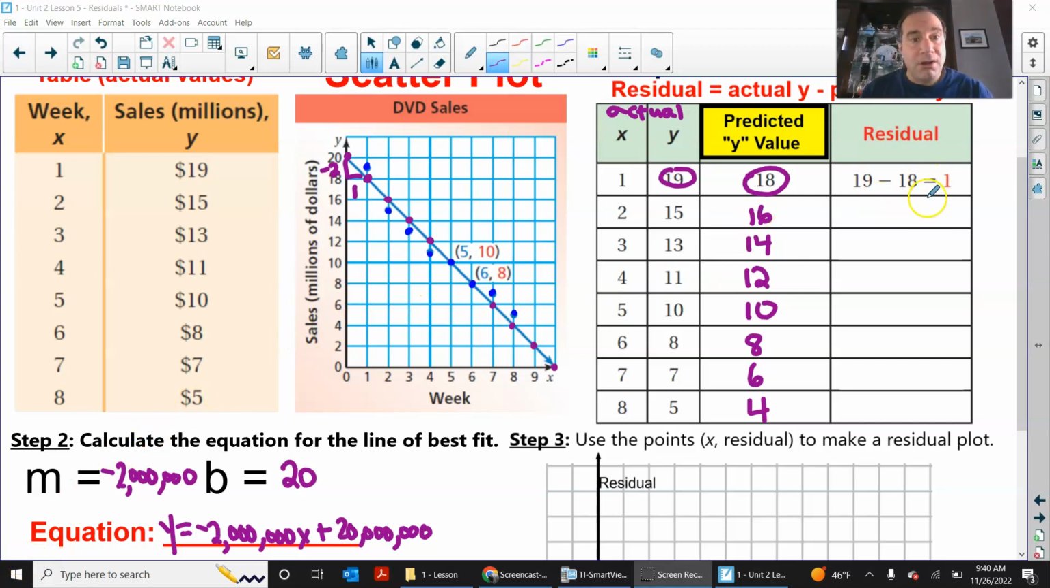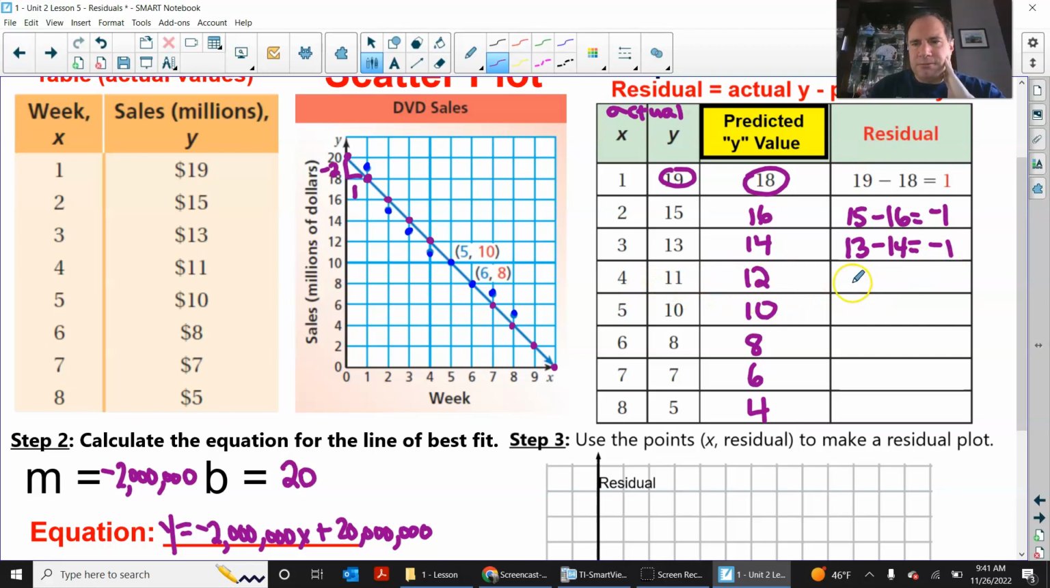So the actual is above, and that means you get a positive number. Let's just take a look. We're talking the actual, 15, minus the 16, the predicted, and that is a -1. And when you look at it, you see the actual point is below the trend line, so that means it is a negative. All right, we're just going to go ahead and take the actual, which is 13, minus the 14, and we are going to get a -1 again.